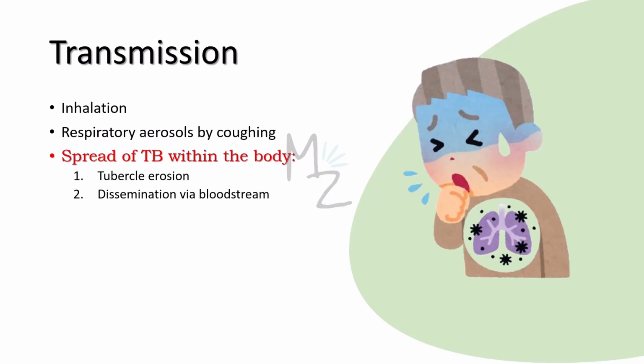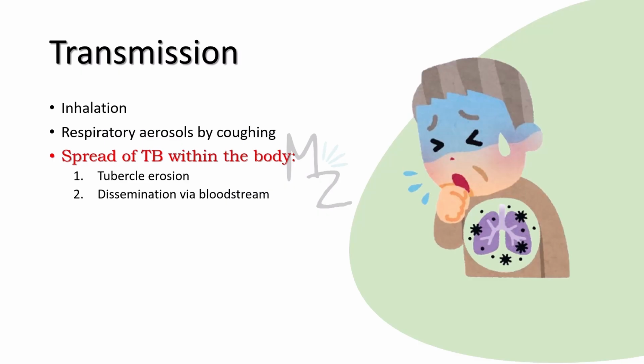When the respiratory aerosols are coughed up by a person and they are inhaled by another person, this is how tuberculosis is transmitted from one person to another. It not only spreads from person to person, but it also spreads within the body. And within the body, there are two mechanisms responsible for its spread.